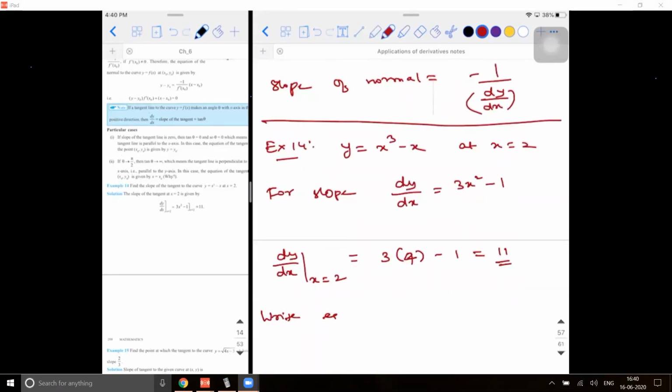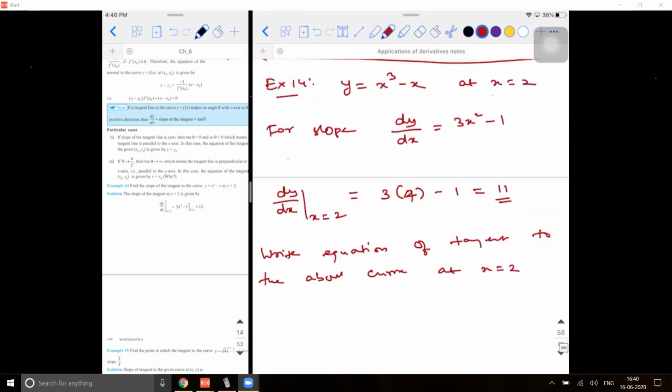write the equation of tangent to the above curve at x is equal to 2. If I put a question like this, then what will you do? For you to write the equation of a straight line, what is the required data? You need to know the slope of it, and you need to know the point at which you're trying to write the equation. Right? So in this question, what is given?